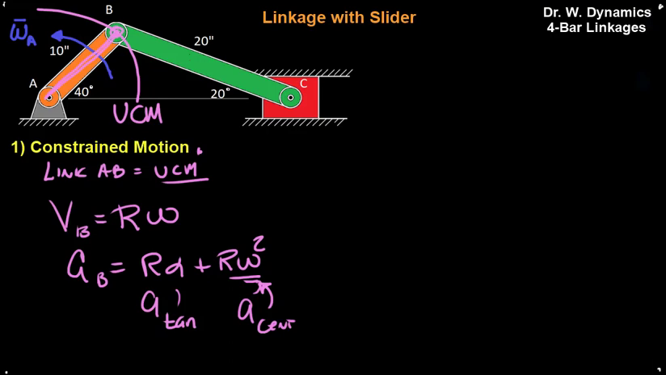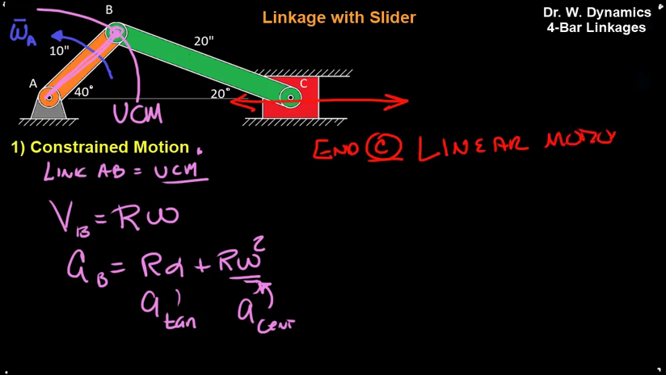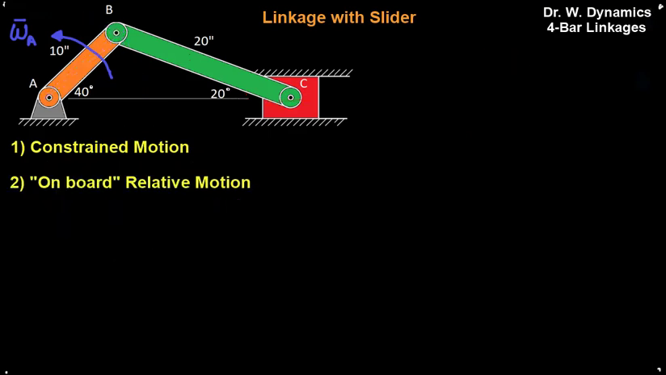The second constrained motion is straight line or linear motion, where end C undergoes linear motion in the x direction only. And as such, it'll have a velocity in the x direction only, and it'll have a linear type acceleration in the x direction only as well. Once we've identified the constrained motions, we then look for onboard relative motion events. And link BC provides that.